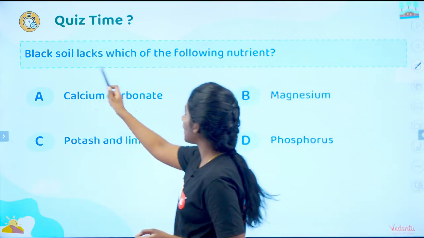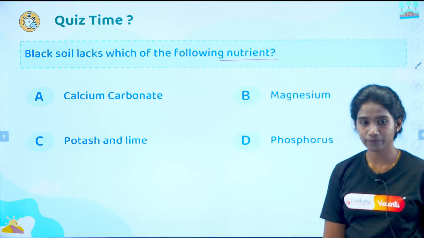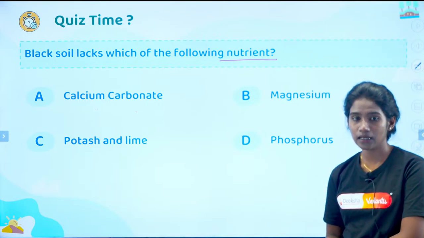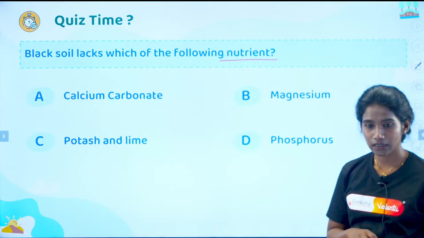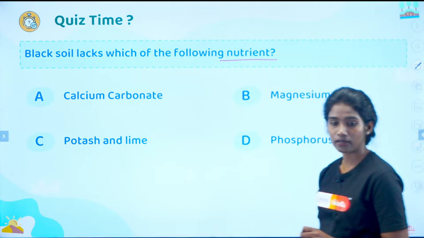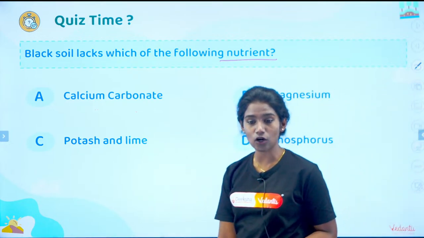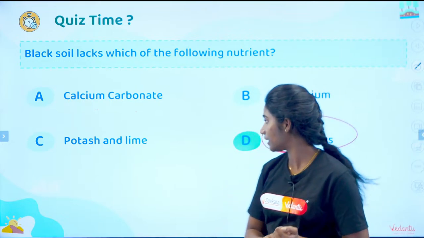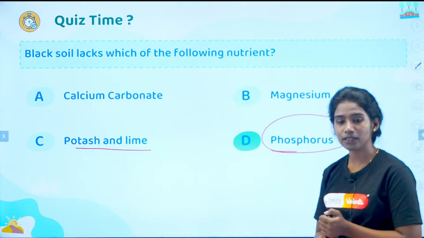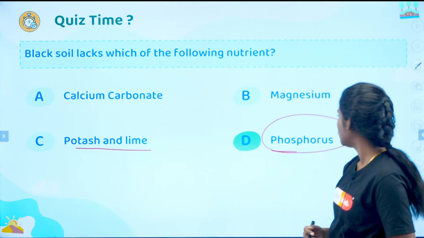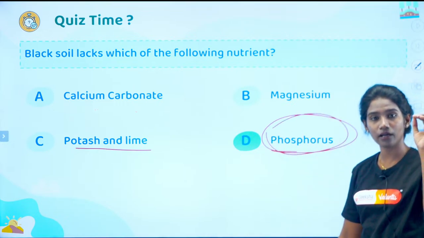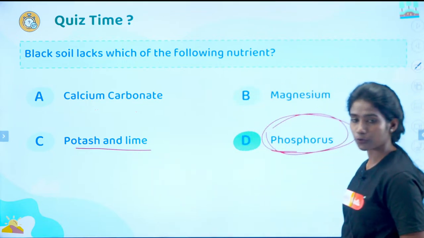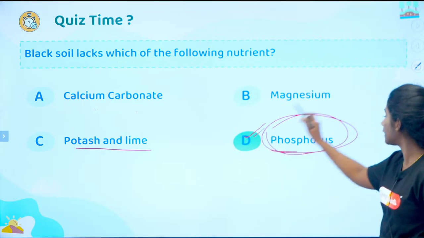Okay, next question, the black soil lacks which of the following nutrients? I mentioned that the alluvial soil has got that particular nutrient, whereas it is not present in the black soil. Which one is that? Is it calcium carbonate or manganese? It is option D, phosphorus. I told you it is phosphoric acid. Potash and lime are present in alluvial soil, but black soil has got potash and lime also. It does not have phosphorus. So option D is the right answer.